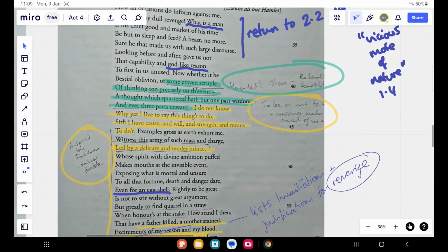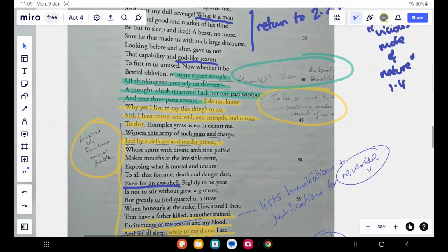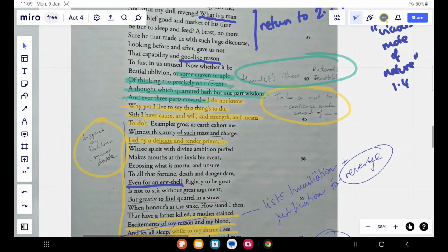And here he seems to be talking about his own vicious mole of nature that has stamped that defect upon him. Some craven scruple of thinking too precisely on the event. Today we might use the phrase overthinking, but it could also be like rationality, this kind of curse of consciousness, of self-reflection. A thought which quartered hath but one part wisdom, and ever three parts coward.